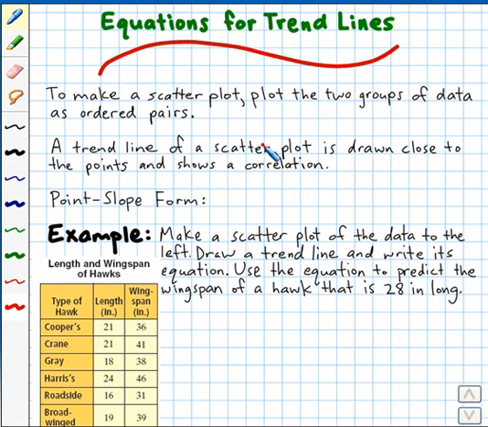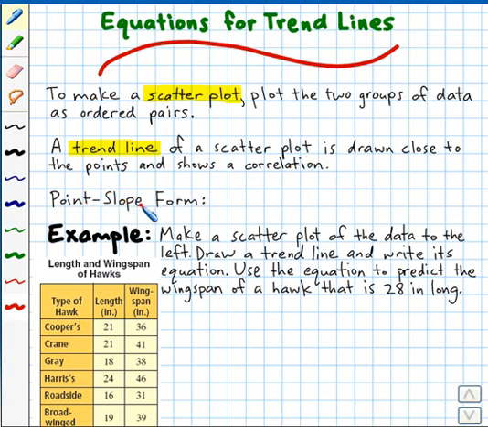Let's begin by covering some key definitions and concepts that will help us in this explanation. To make a scatter plot, plot the two groups of data as ordered pairs. A trend line of a scatter plot is drawn close to the points and shows a correlation.